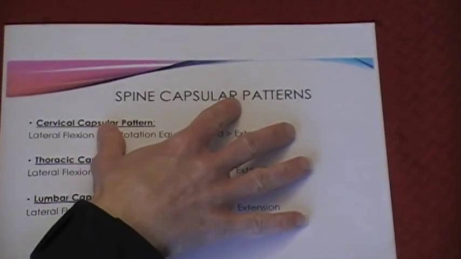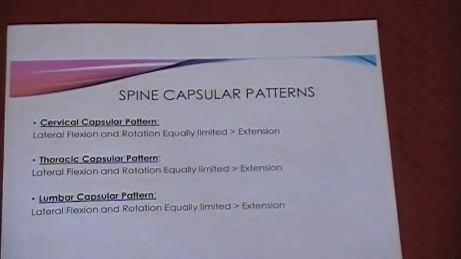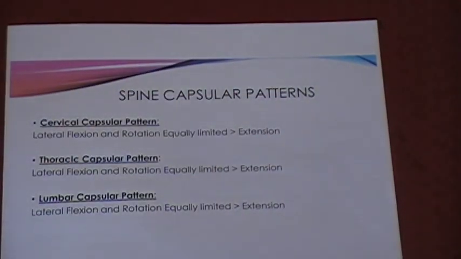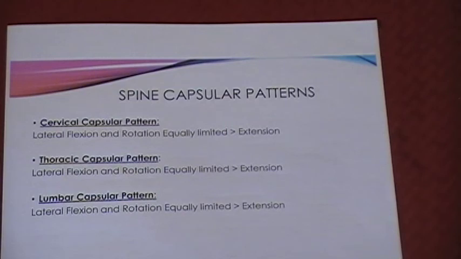All right. And of course, we need to talk about capsular patterns. Okay, so there are capsular patterns within the spine. The cervical capsular pattern is lateral flexion and rotation are equally limited, more than extension. In the thoracic spine, the lateral flexion and rotation is equally limited more than extension. And in the lumbar spine, lateral flexion and rotation is equally limited more than extension.